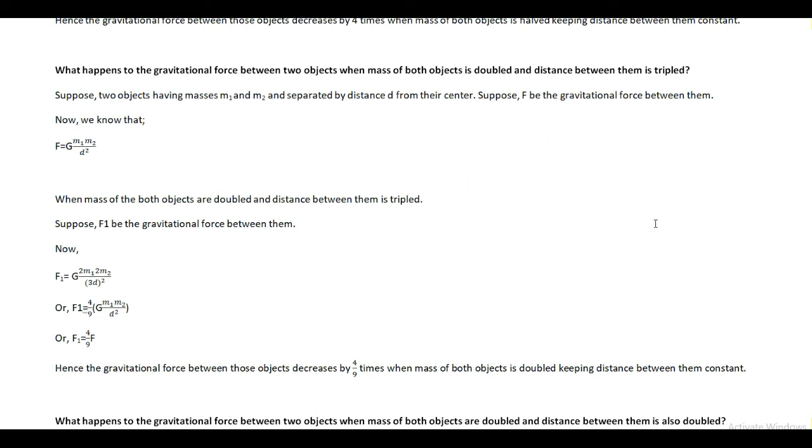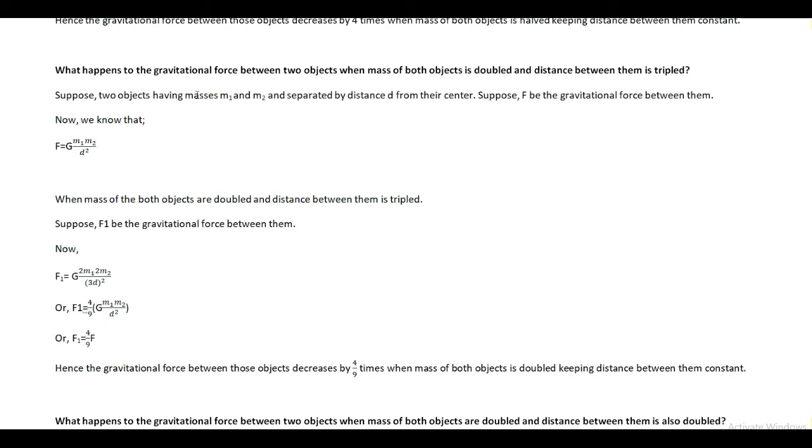Previously we have discussed when distance is changed, keeping the mass constant. And in the second type of question, we have discussed what happens when the mass is changed, keeping the distance constant. Now here we are changing both. That means mass of both objects is doubled and distance between them is tripled. Now what will happen? Let's see analytically.